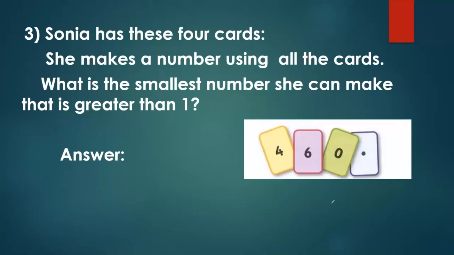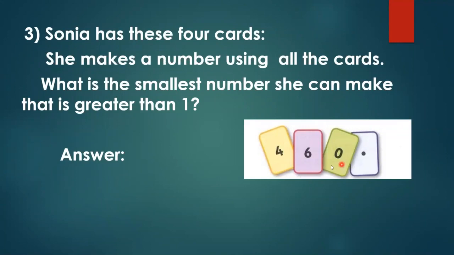Because we only have the numbers 4, 6 and 0, and 0 is smaller than 1. So the numbers greater than 1 are 4 and 6. Out of 4 and 6, we need to create the smallest number, right? So we will be choosing the smaller one, keeping in mind that we are going to make the smallest number which is greater than 1. So from 4 and 6, we will be choosing 4.